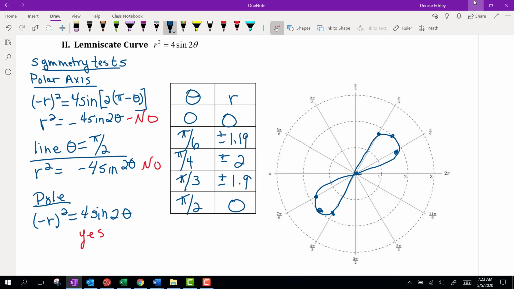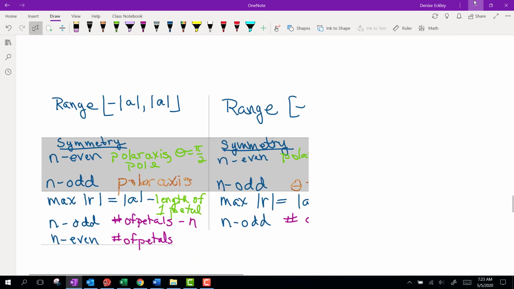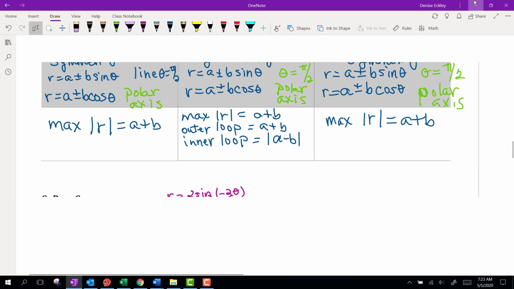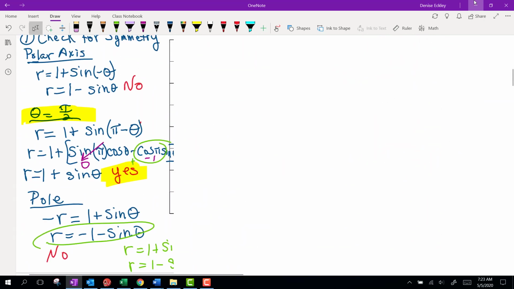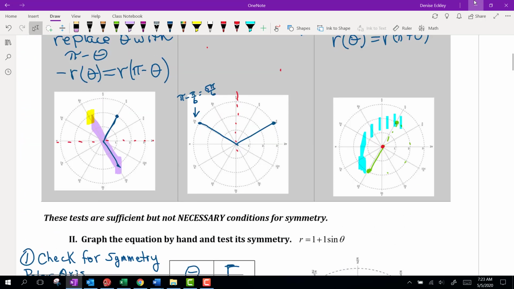Okay, so you can see that we do have symmetry along the line pi over 4. It's a different type of symmetry. And that's where we started this whole discussion of polar graphs, is the fact that these are sufficient but not necessary conditions for symmetry. If you remember, that was one of the first things we talked about, that these tests are sufficient but not necessary for symmetry. So here's a graph that has pole symmetry, but it does have another type of symmetry, pi over 4.